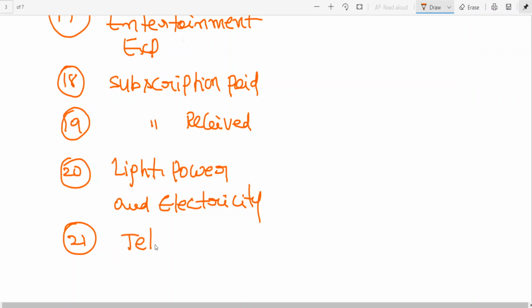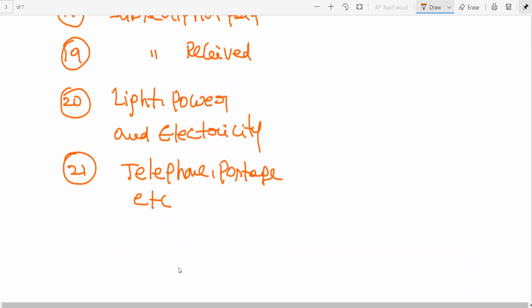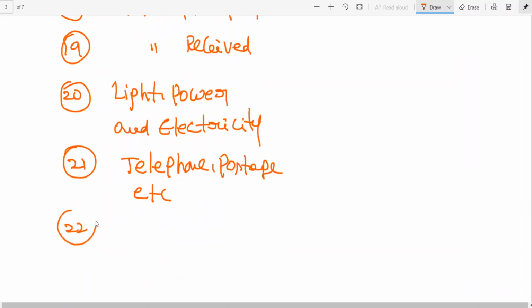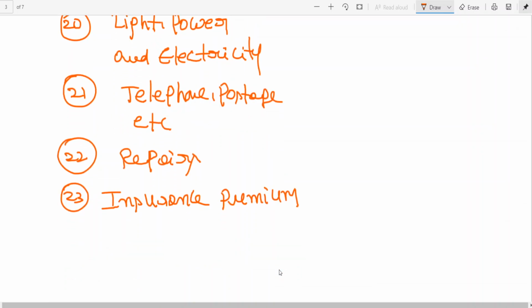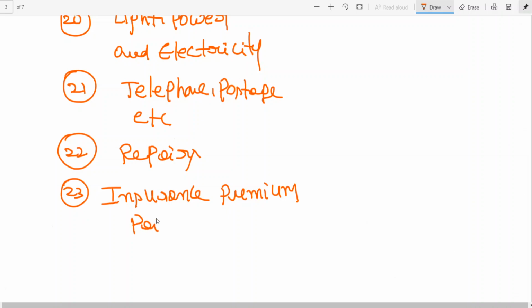Telephone, postage, etc. Repairs, insurance premium. We discuss, some of you may not be knowing the names of these items, we discuss later on.